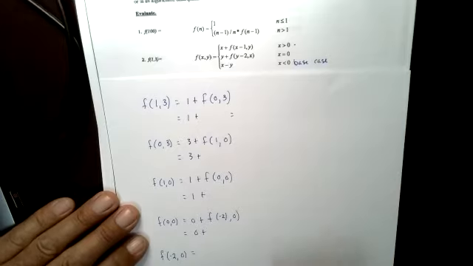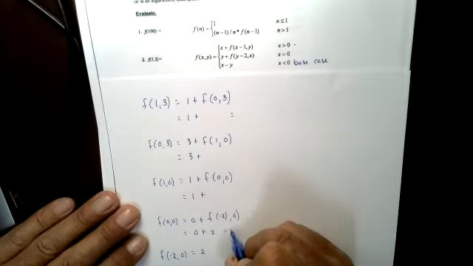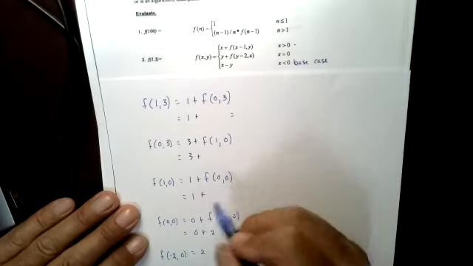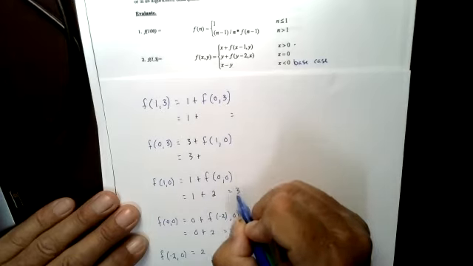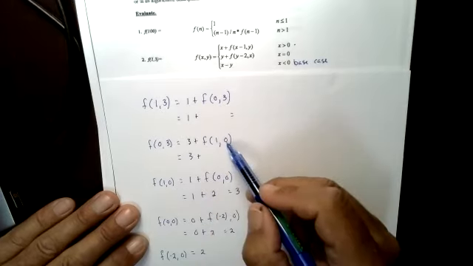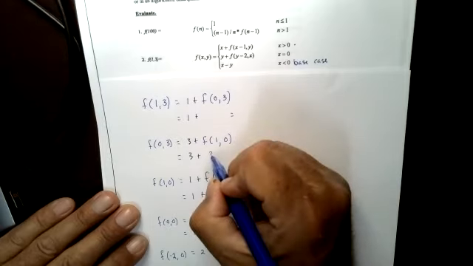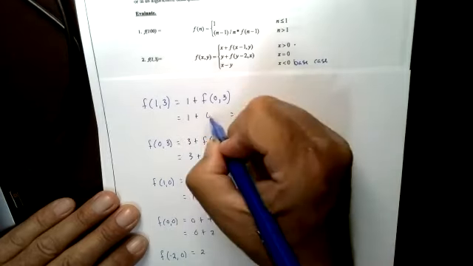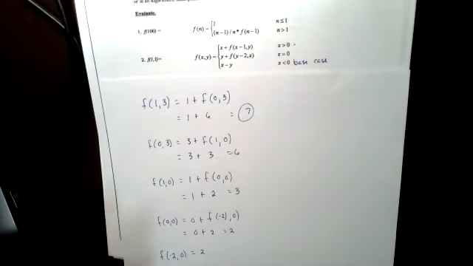0 minus negative 2 is a positive 2. I can plug that back in up here. That gives me a 2. I can now plug that in for f(0, 0). That gives me a 3. I can plug that back in for f(1, 0). That's a 3. I now know what f(0, 3) is. It's 6. Final answer is 7.